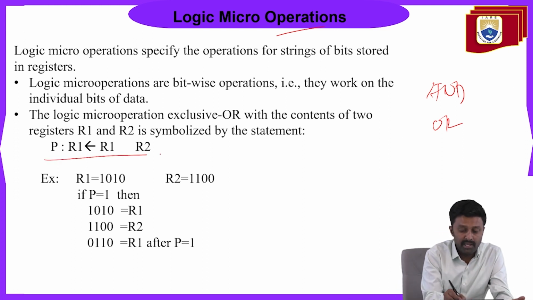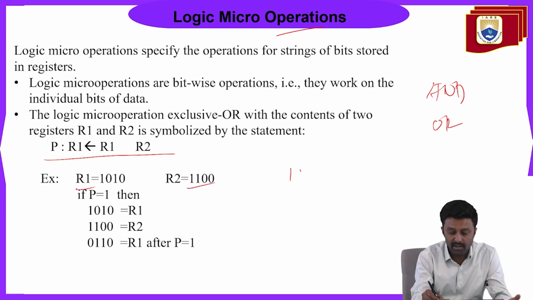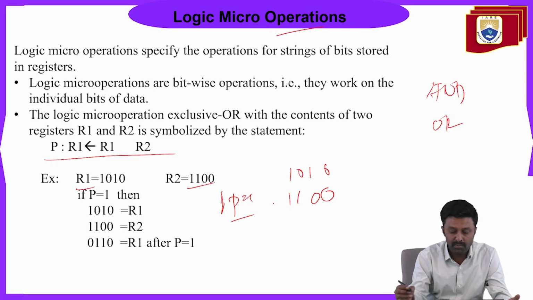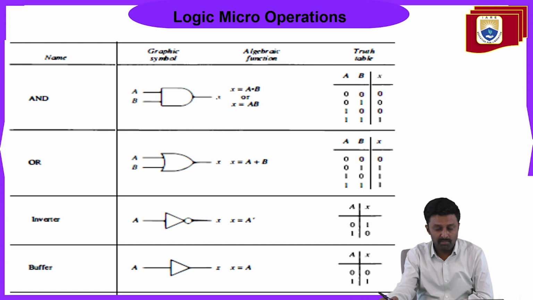Here, P is the condition, and the contents of R1 and R2 are given. The OR operation is performed here. Let us say R1 has the value 1011 and R2 has 0. If P equals 1, the OR operation is performed. OR operation is basically an addition operation. Like this, the different types of logical operations are performed.